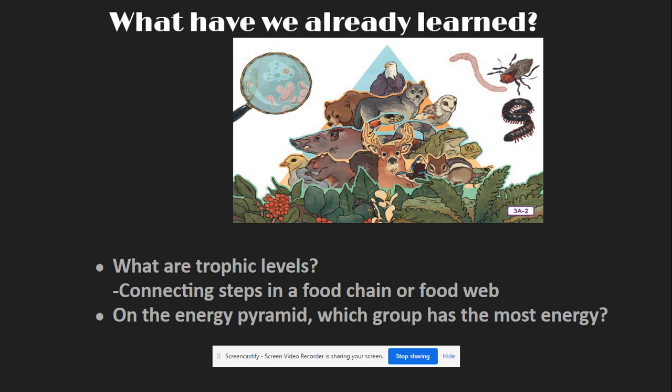On the energy pyramid, which group has the most energy? If you said the bottom level, the plants, you're correct. Which group has less energy? You're right. The top, very, very top, your carnivore has the least amount of energy.